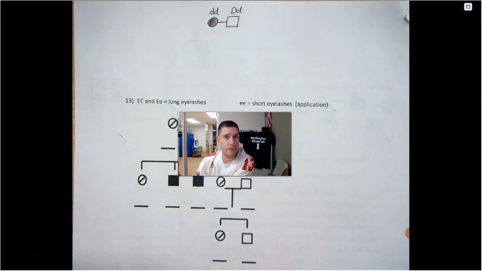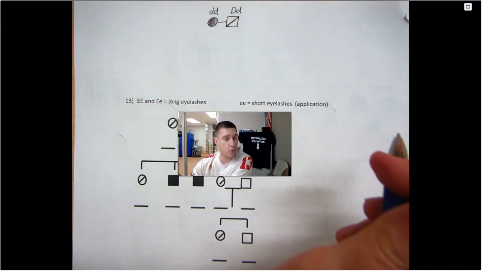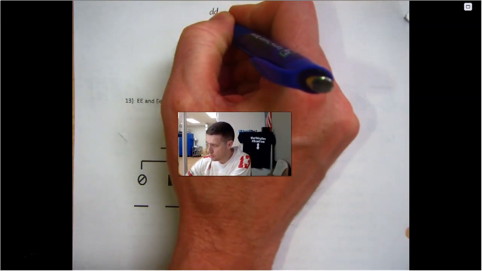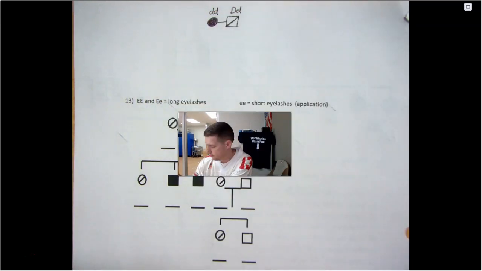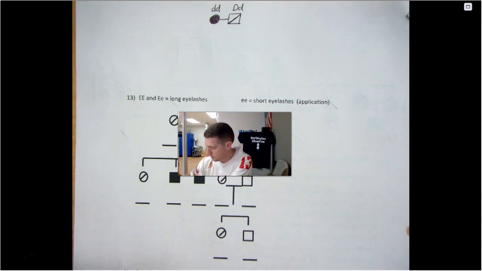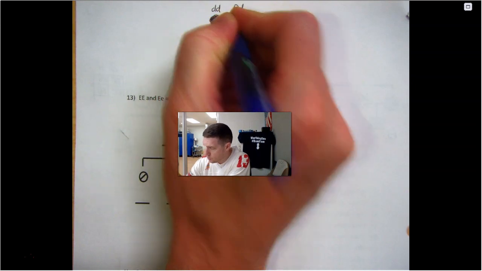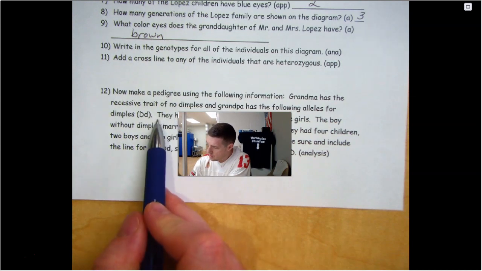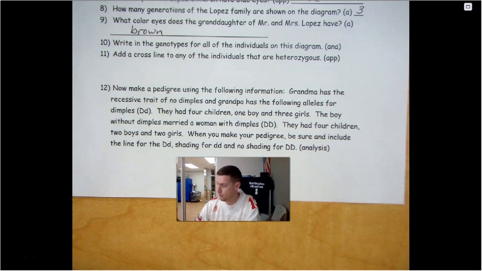Now, what do we do for heterozygous shapes? We make a slash. Or you can shade half of that shape in if you like, but whatever you choose, shade or slash, please be consistent. Okay. So we have grandma, we have grandpa. Now there's more. They, move me again. There we go.